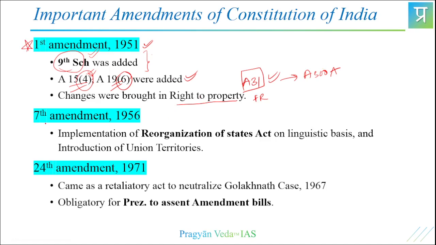Okay, the next one we have is the 7th Amendment, which happened in 1956. Basically, the reorganization of all the states happened on linguistic grounds. Various states were created, right? The first one being Andhra Pradesh, right? And various union territories were introduced. These were all entailed within the 7th Amendment. Important.